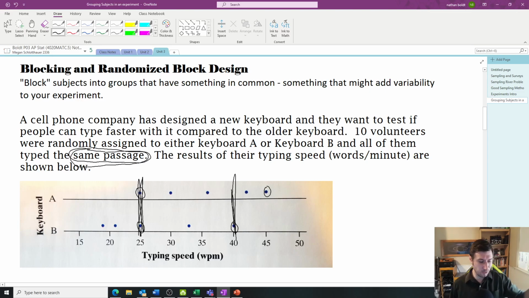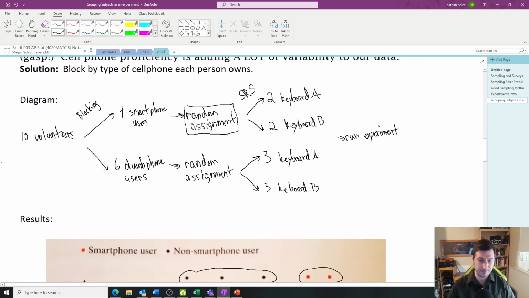Could you imagine if they gave them different things to type? Well, you gave us a whole bunch of special characters. I had to type the percent sign, man. What the heck? Whereas the other group didn't. That would be a variable that you would add in. You don't want to do that. So they controlled the passage there as one example. So you control what you can.